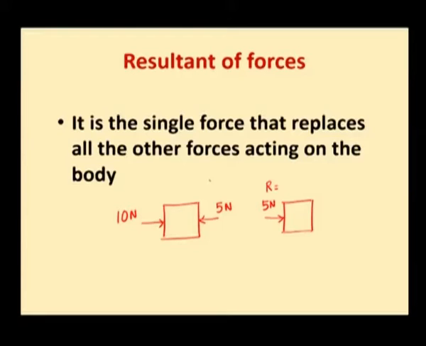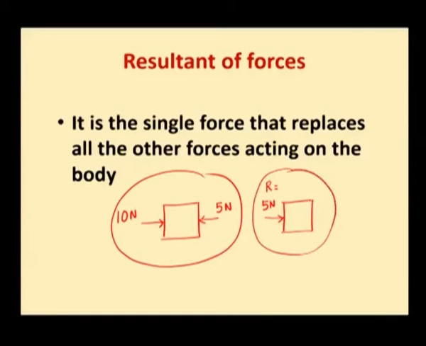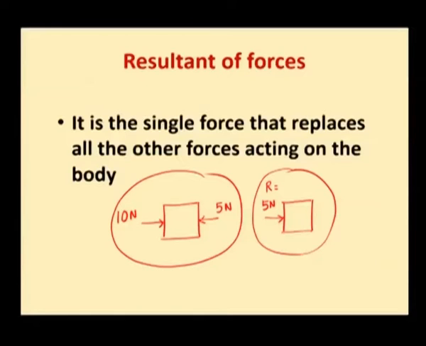So, if you see these two cases, the net effect on the object will be the same. In the first case, you have two forces acting on the object producing a certain effect, and in the second case we have replaced the two forces by a single force known as resultant. This resultant will also produce the same effect as that of the two forces which were acting in case 1.